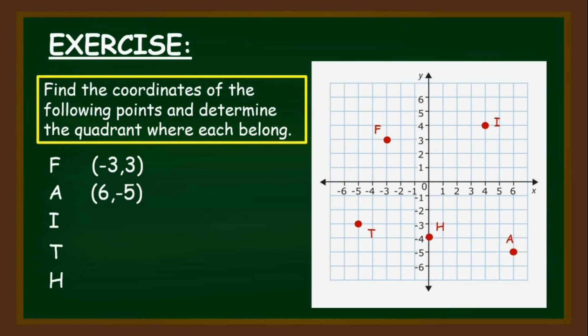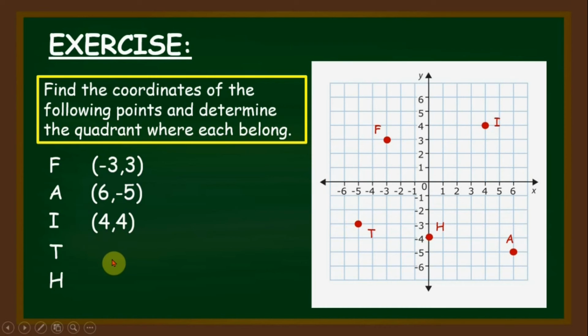Okay, now let us move to the next point, which is point I. Here's point I, and we start from the origin. Now we try to track point I starting with our horizontal movement. So 1, 2, 3, 4, 4 units to the right. That means our x should be positive. And for the vertical movement, 1, 2, 3, 4. We have moved 4 units upwards, so our y coordinate should also be positive. So our coordinates for point I are (4, 4).